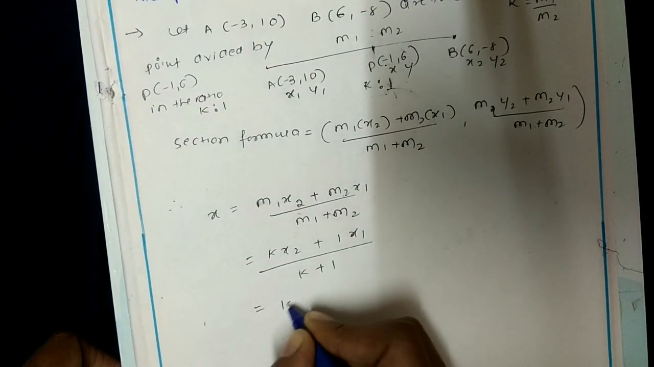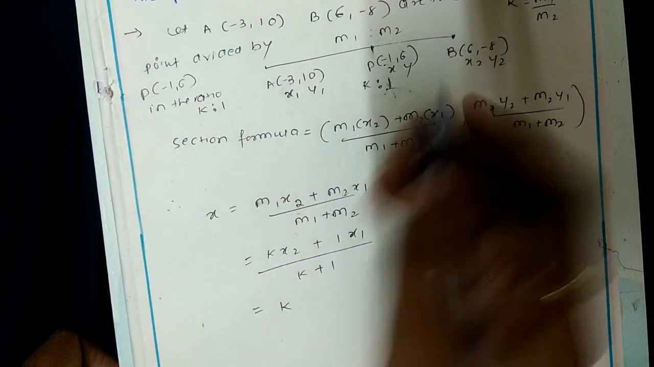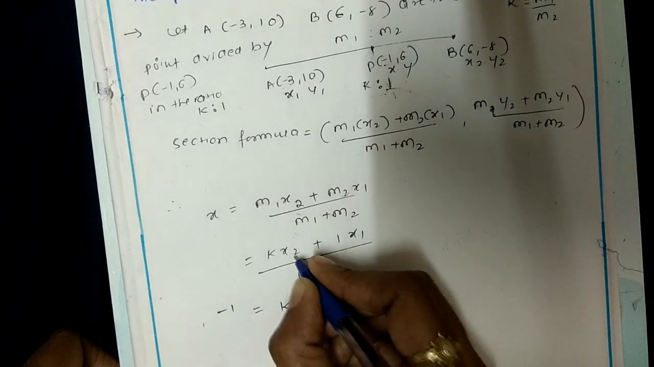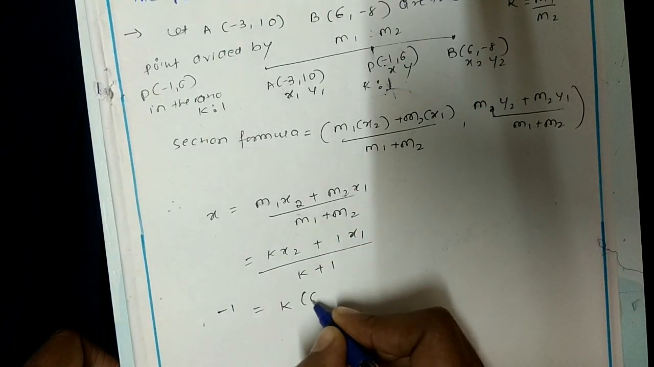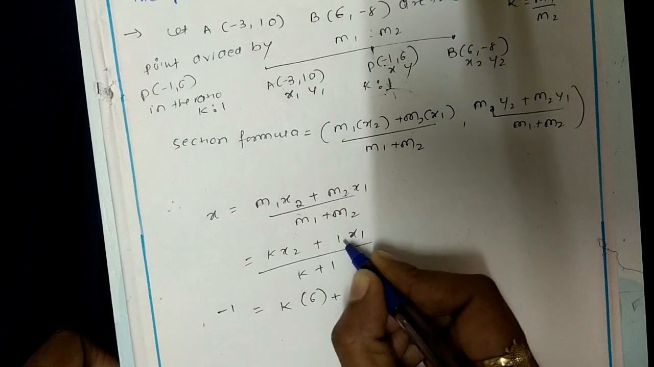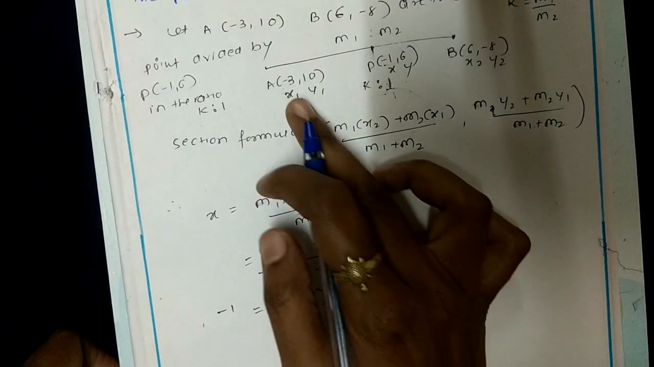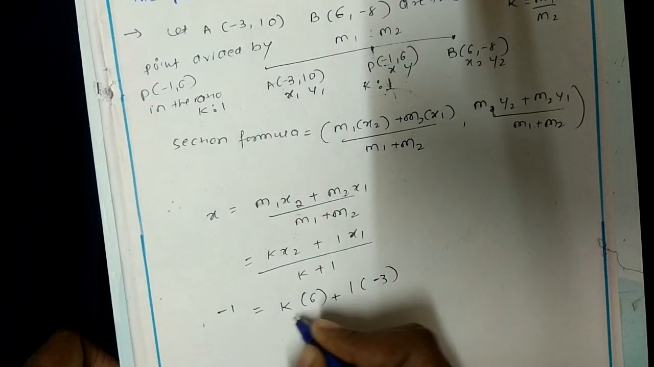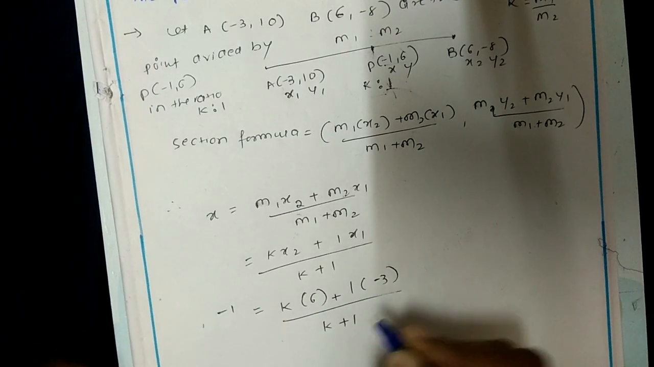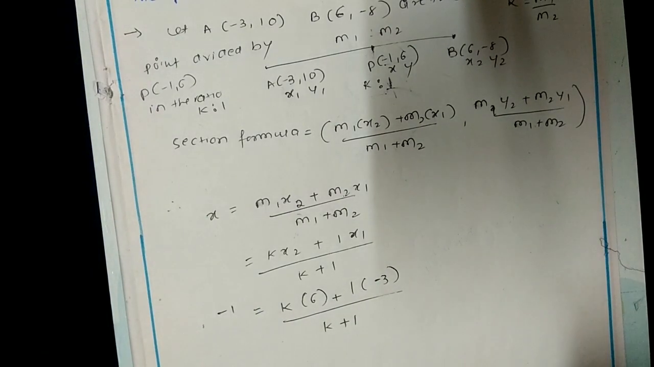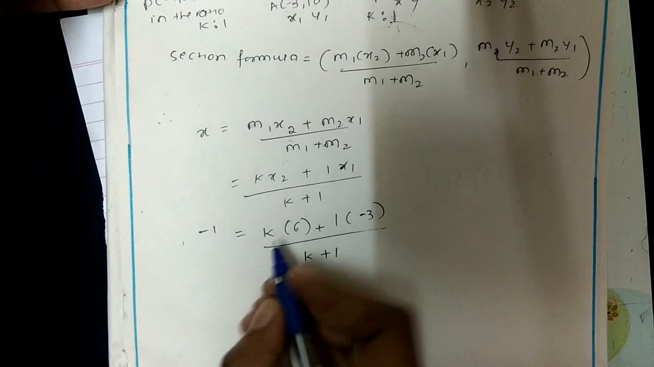So here K we don't know, x we know. X is -1. x2, put the respective values. So K into x2 plus 1 into x1. So x1 is -3, divided by K plus 1. As we don't know the value of K, we have to find out the value of K here. So let us find out.